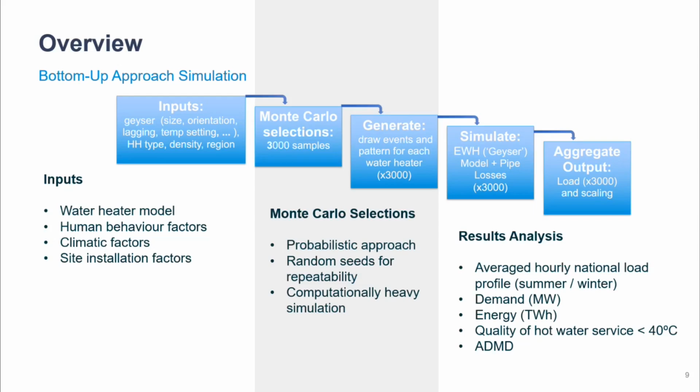We took that and we generated a whole bunch of those element profiles, and we aggregated them together and ultimately produced a summer and winter national load profile. And from that, we could determine the demand, energy. We could even look at the quality of service for each of the geysers, and ultimately an ADMD.